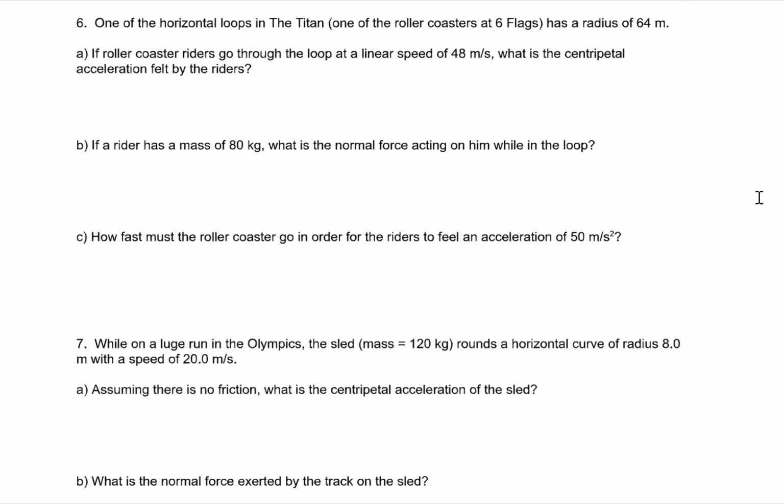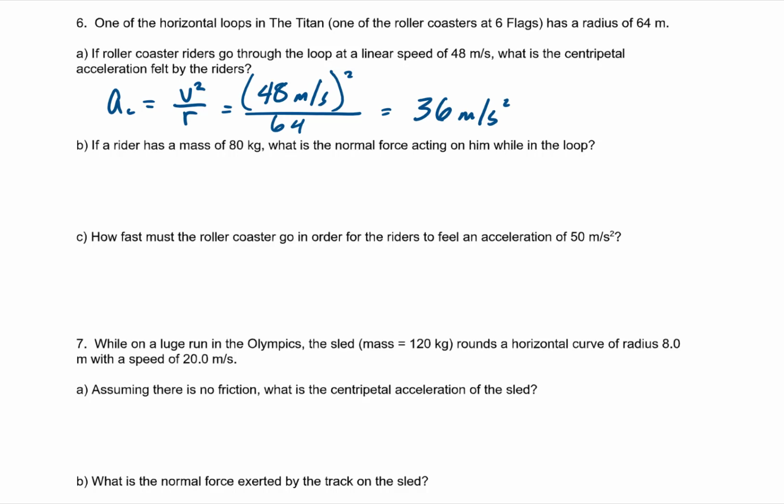All right, for question 5, we're on a roller coaster, and the radius of the loop on the roller coaster, like you're doing a loop-to-loop, or on the Titan, maybe one of those big horizontal loops that you do, has a radius of 64 meters. If the riders go through the loop at a speed of 48 meters per second, what's the centripetal acceleration? Okay, this is great. Centripetal acceleration is just velocity squared divided by the radius. So we're going to take 48 meters per second, square it, and divide it by 64. That makes the centripetal acceleration 36 meters per second squared.